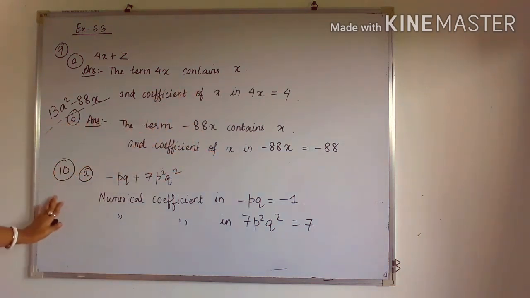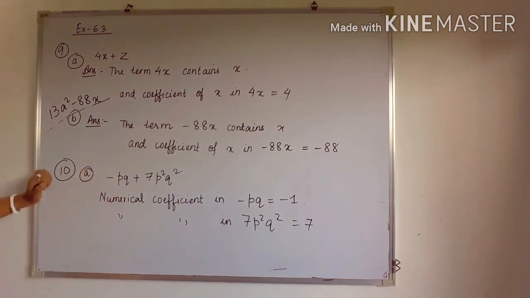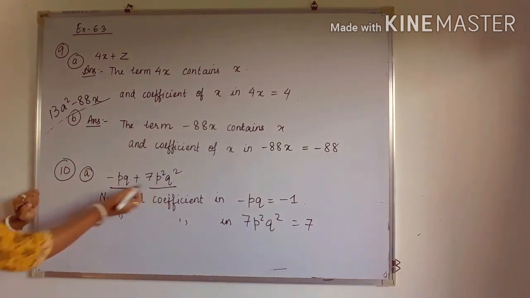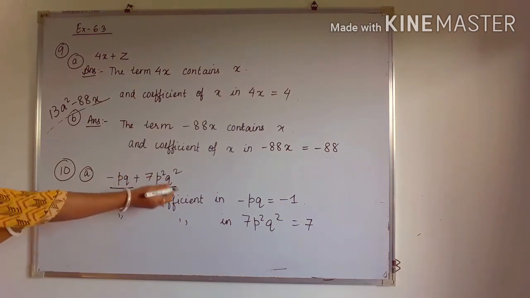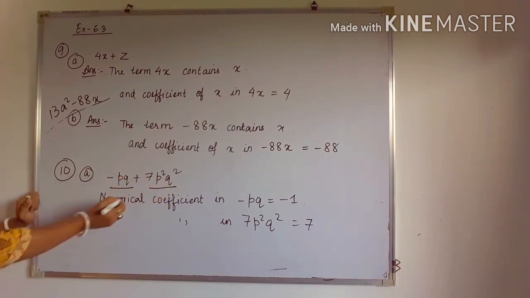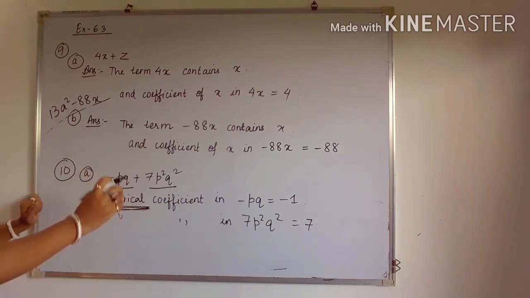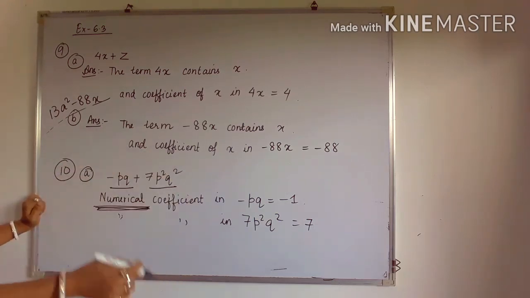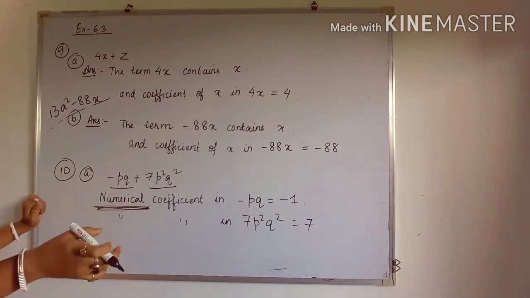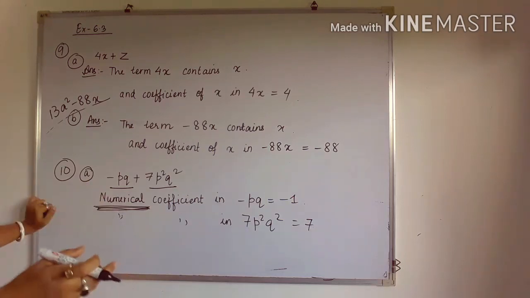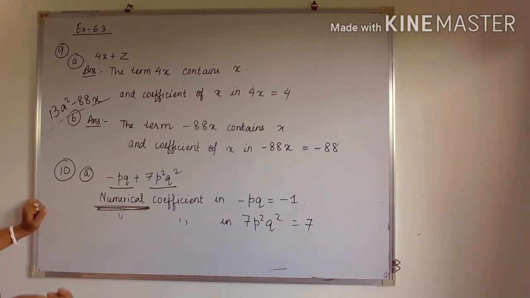Next is question number 10. You have to write the numerical coefficient of all the terms. So in this particular algebraic expression, we have two terms, minus pq and 7p square q square. So you have to write the numerical coefficient. I have already told you numerical coefficient means the number which is multiplied with the variable. No need to write the variable. What are variables? Variables are the literals, or we can say the alphabets which we are using.